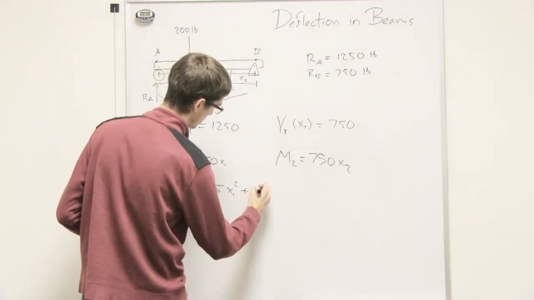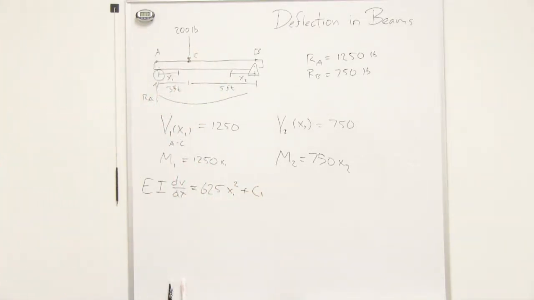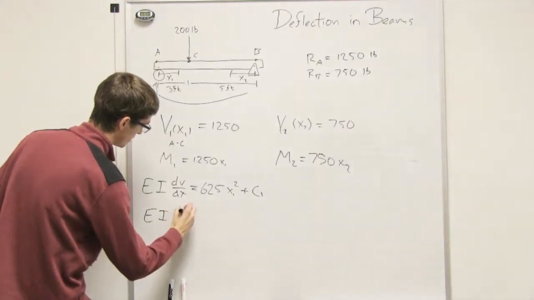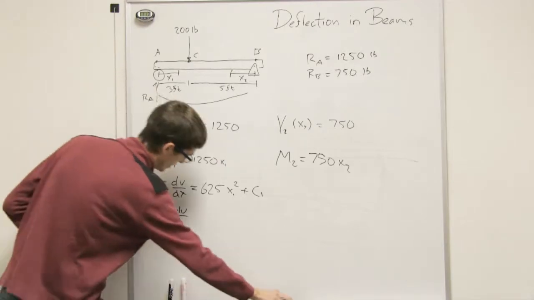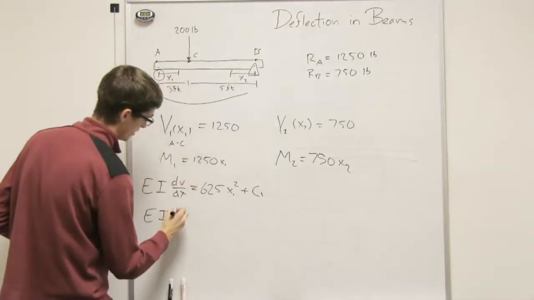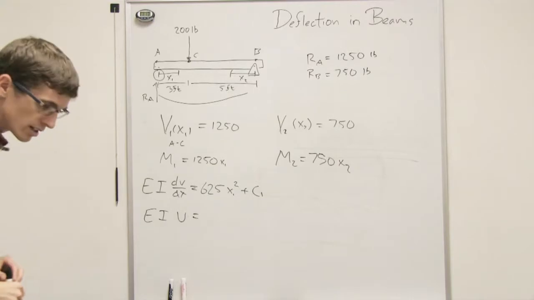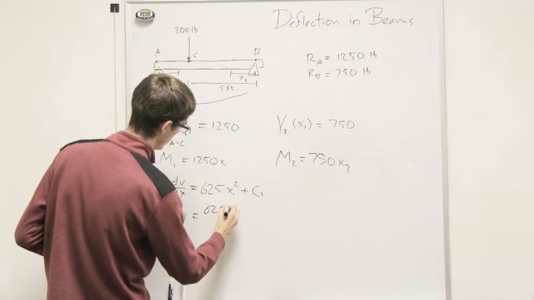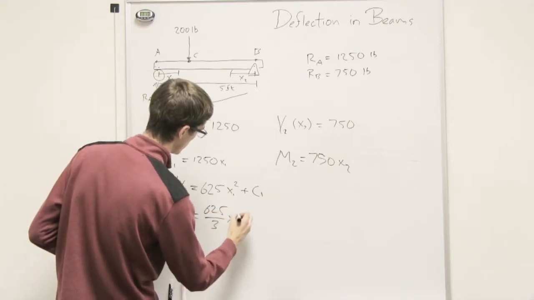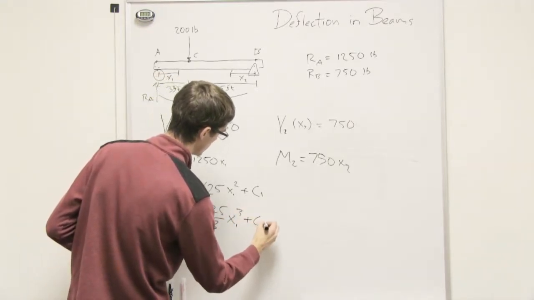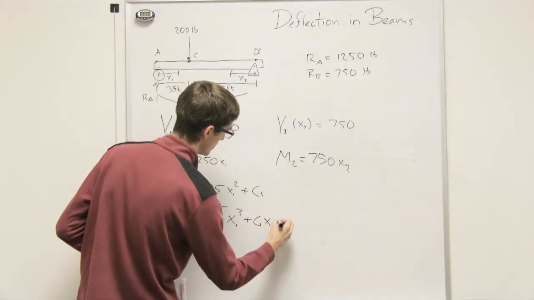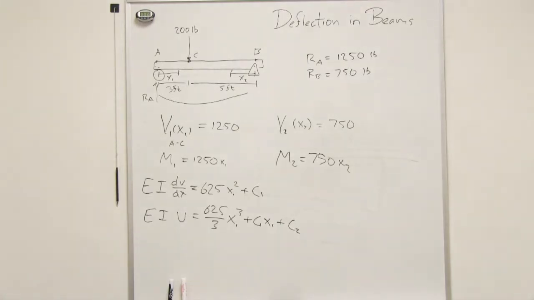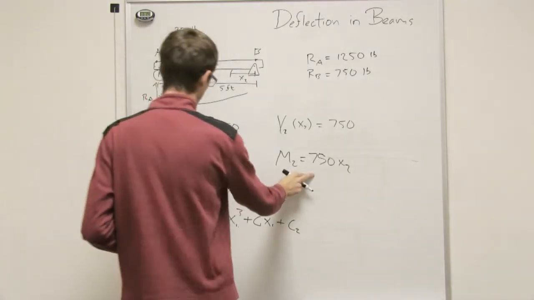x1 squared plus, we'll call it c1. And now we'll take the integral of that again. That equals v, not dv, just v. V is equal to, what is it? 625 divided by 3 times x1 to the third plus c1 x1 plus, we'll call it c2. Right? Good. Now for this side, let's do the same thing.